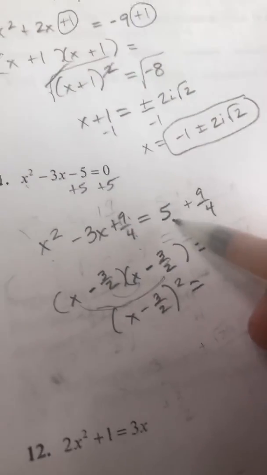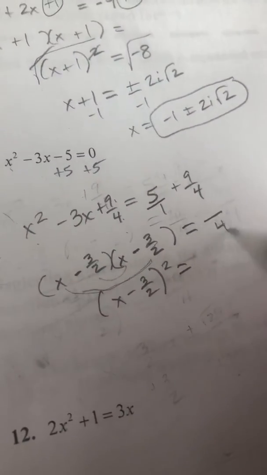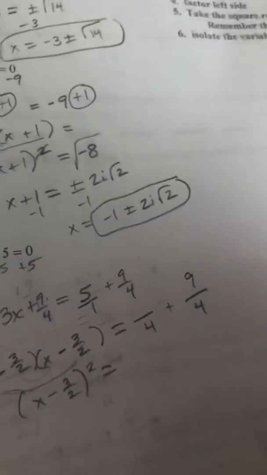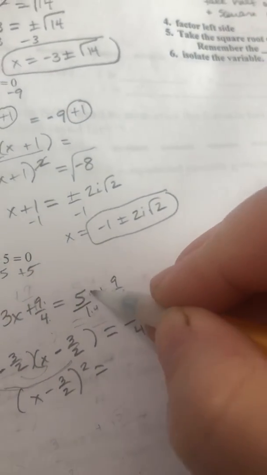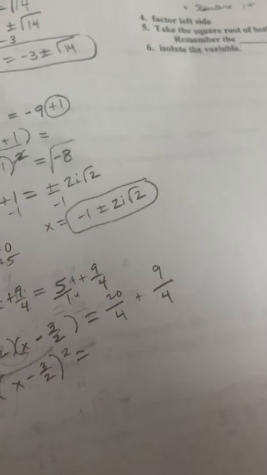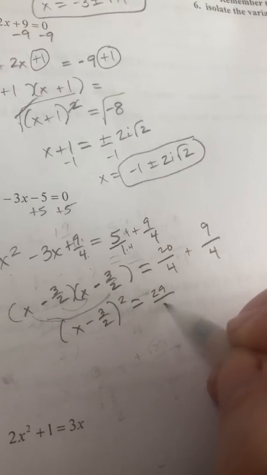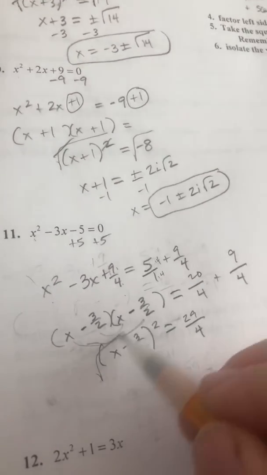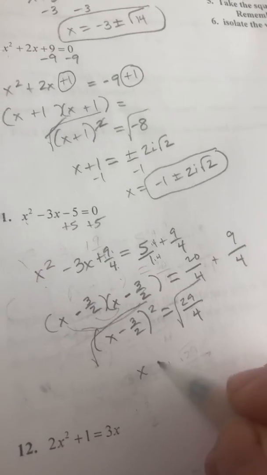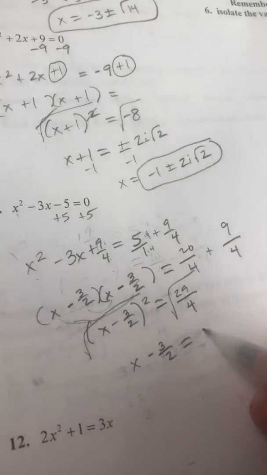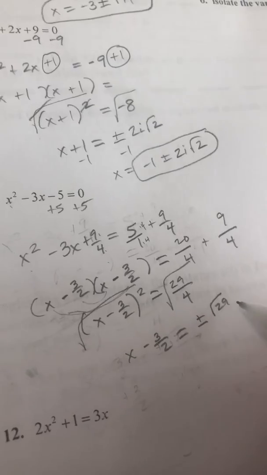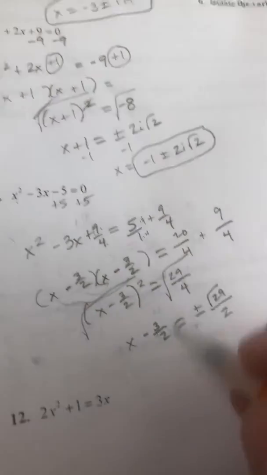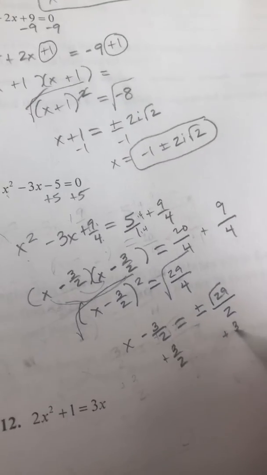Now on the right side, I have to find a common denominator of 4, for which the second guy already has a common denominator of 4. And the first guy needs to get multiplied by 4. So 20 over 4 plus 9 over 4 gives me 29 over 4. Now the hard part's done. So we're going to take the square root of both sides. So that gives me x minus 3/2 equals plus or minus the square root of 29 over 2. The square root of 29 will not break down, and the square root of 4 is 2. And so then you're going to just add your 3/2.